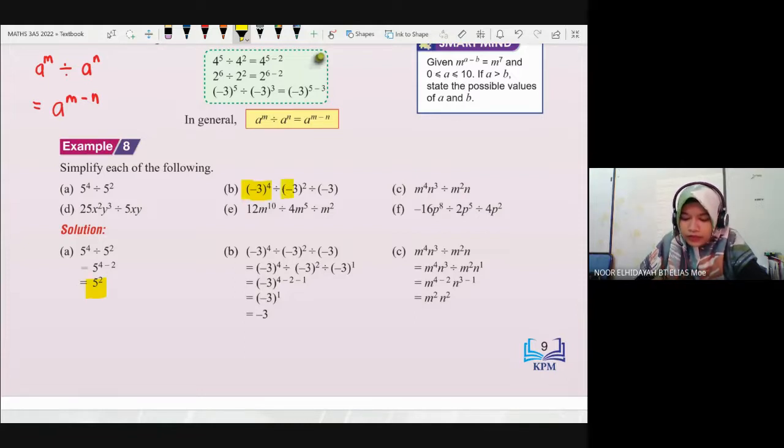Divide by negative 3 to the power of 2. Divide by negative 3. Okay, biasakan supaya letak 1. Kalau yang tak ada apa-apa tu letak 1. Okay, so when it involves division, you know that the law is you have to subtract the index. So 4 minus 2 minus 1.